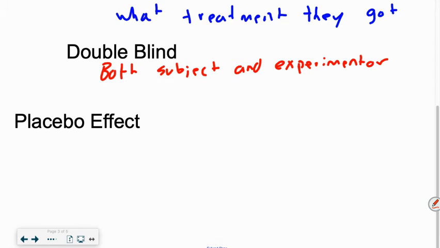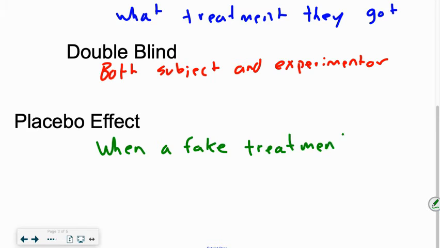And then the placebo effect is when a fake treatment works. A lot of times, things like a sugar pill will be given to people as a placebo in the control group. And then with the placebo effect, sometimes people think they are receiving the benefits of whatever the treatment is when they are not actually receiving the treatment.